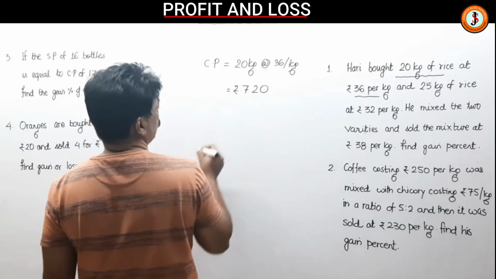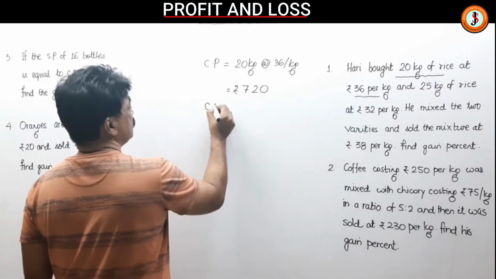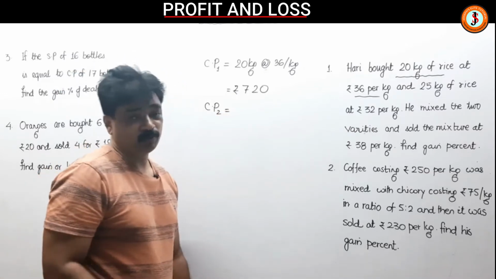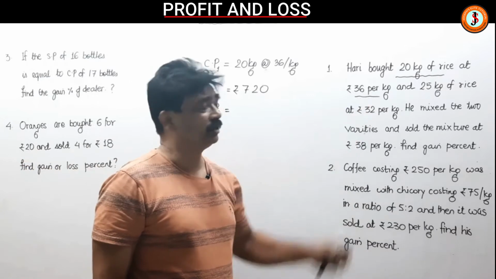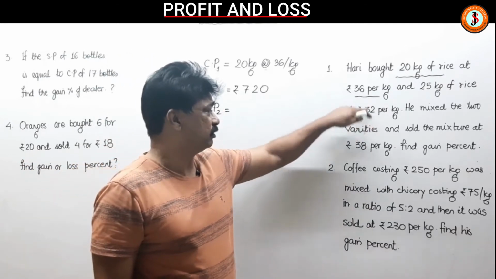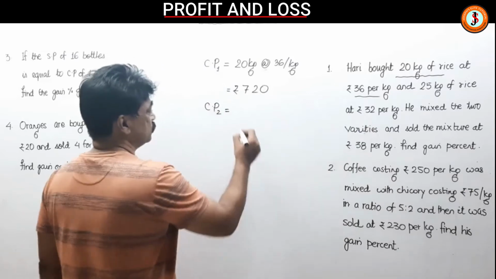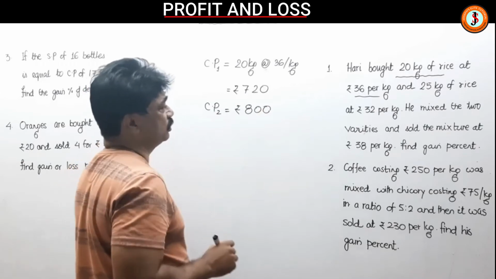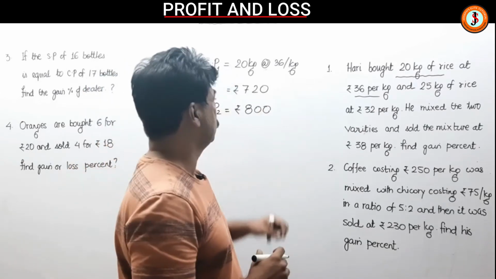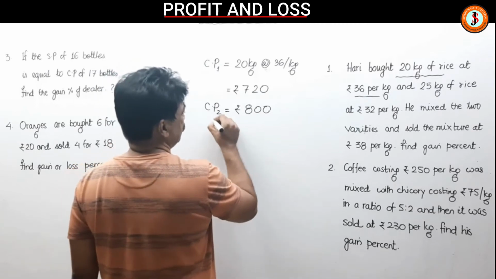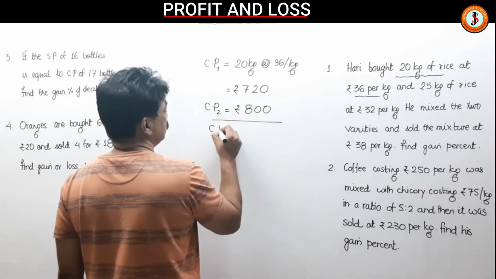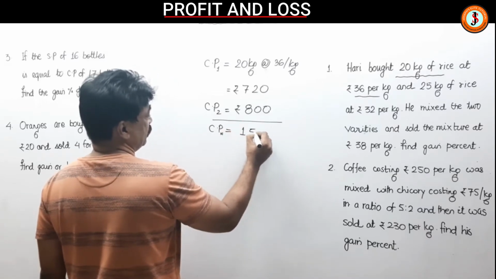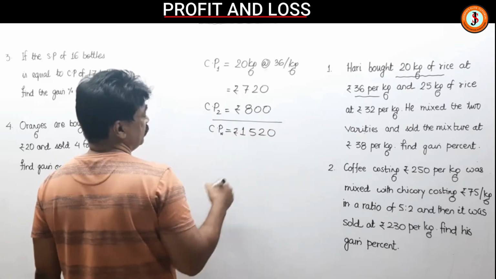Alright, so one variety will cost him 720 rupees, and then CP1 and CP2. Let us see, he is having 25 kg at 32 per kg. So 25 multiplied by 32. Put it half, 16, then again half, 8, and put double 0. So in short, 800 rupees. So the two varieties of rice total cost will be 720 plus 800, that means CP1 plus CP2, net CP will be 1520 rupees.